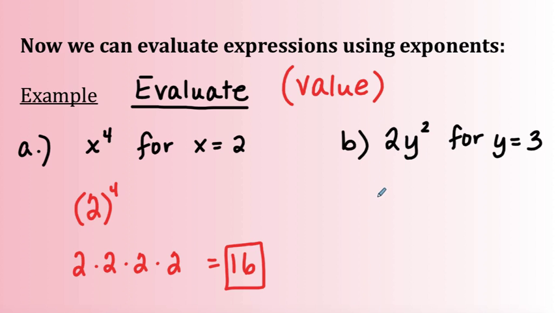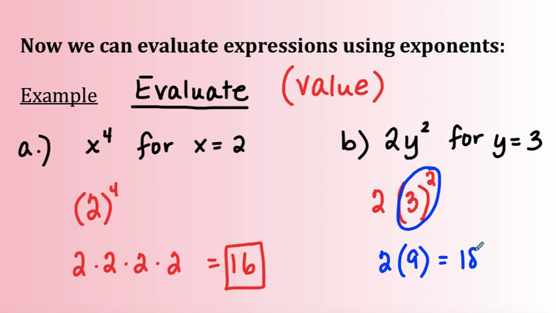All right, 2y squared. Now I'm going to put that 3 in parentheses. Then I realize that the 3 is the only part being squared. 3 squared is 3 times 3, which is 9, so I have 2 times 9, which gives me 18.